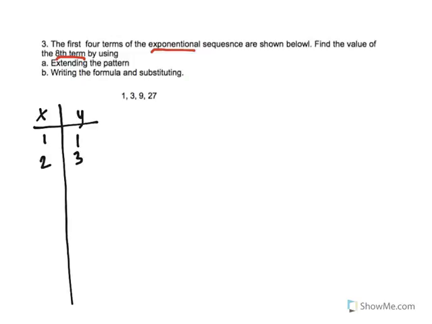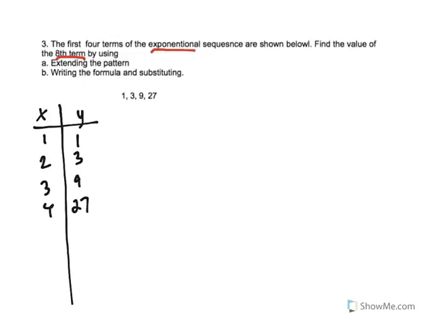Next, let's do this one. The first 4 terms of the exponential sequence are shown below. Find the value of the 8th term by extending the pattern and then writing the formula. Okay, so I'm going to put this one into a table because we're going to be extending the pattern for quite a distance, okay? So, my first term, or where x is 1, is 1. My second term is 3. My third term is 9. And my fourth term is 27, okay?